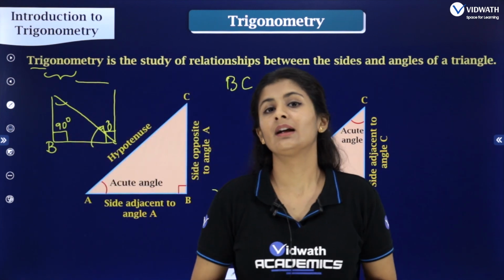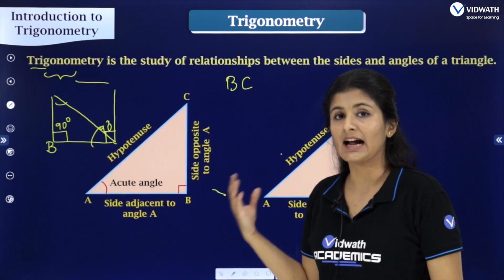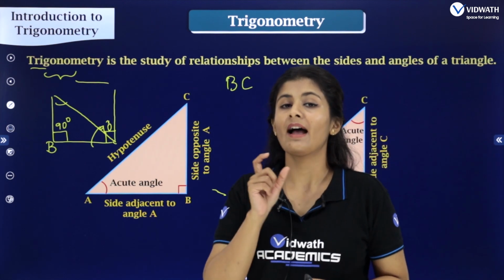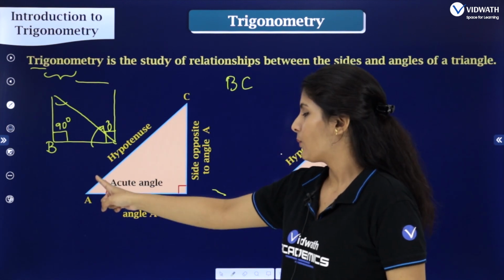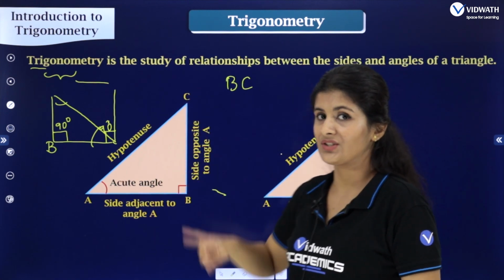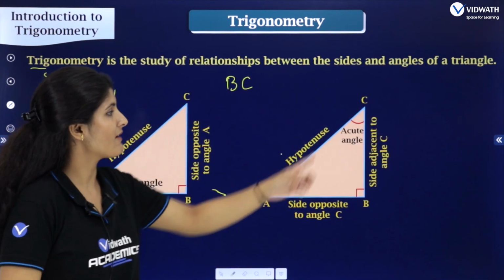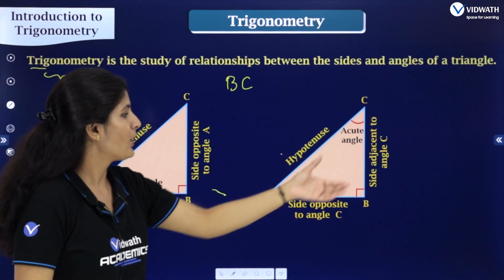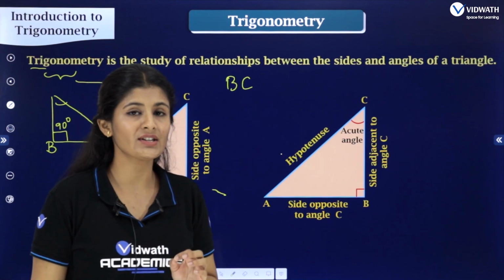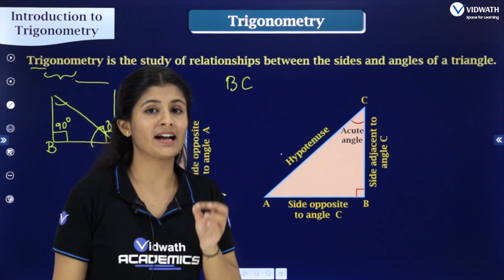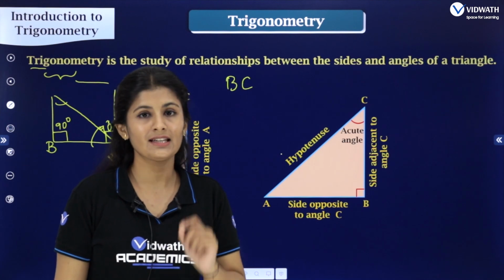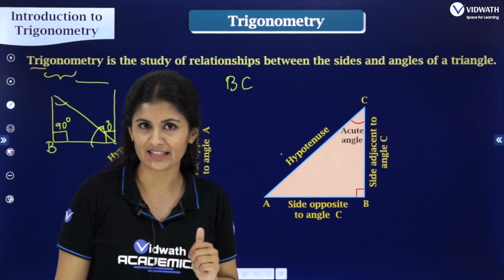Therefore, whenever we are defining opposite sides and adjacent sides, we are defining these sides with respect to the angle in consideration. When we have angle A in consideration, BC would be our opposite side, while when we have angle C in consideration, we have BC as an adjacent side. Hence, opposite sides and adjacent sides are defined with respect to the angles in the triangle. This is very important. I hope this is clear.